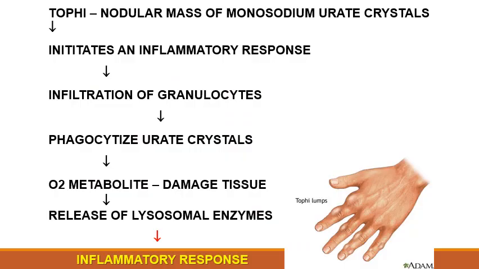Tophi. I told you tophi is a nodular mass of monosodium urate crystals. This initiates an inflammatory response which causes infiltration of the granulocytes, and there is a tendency to phagocytose the urate crystals. This releases certain oxygen metabolites which can damage the tissue and release lysosomal enzymes, and this ultimately results in the inflammatory response that we see in the case of arthritis.